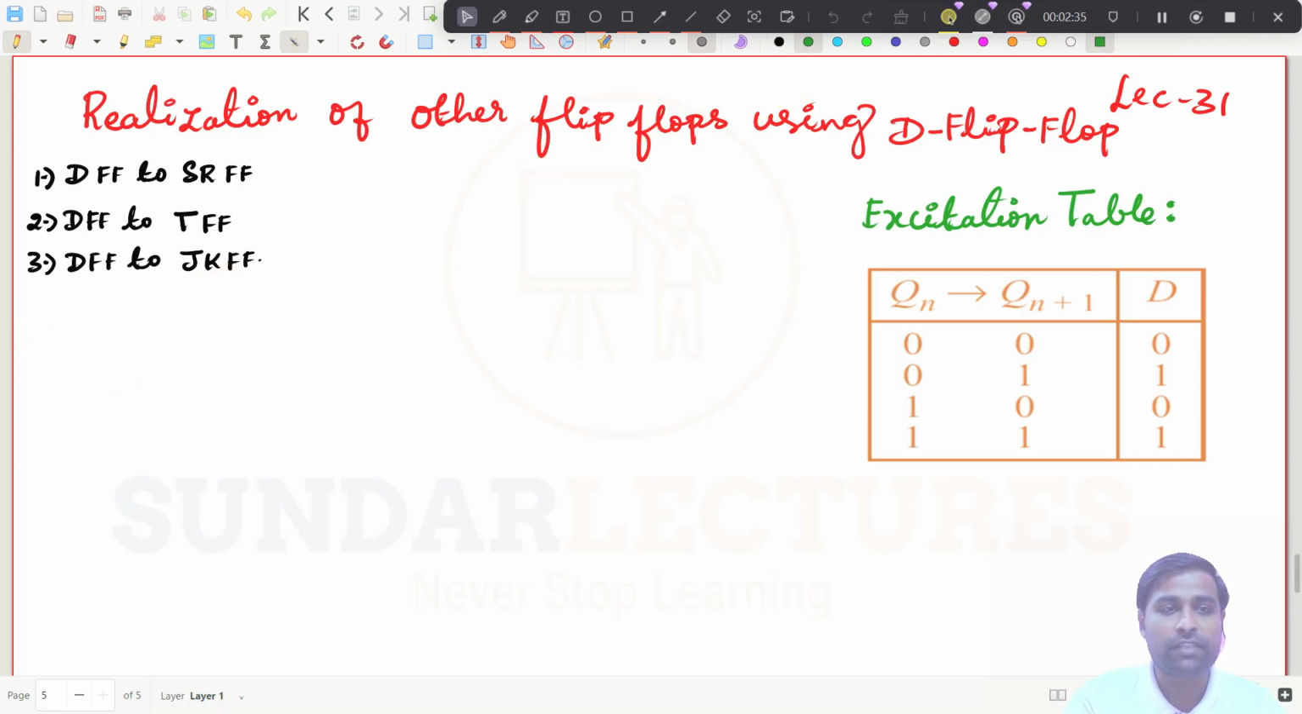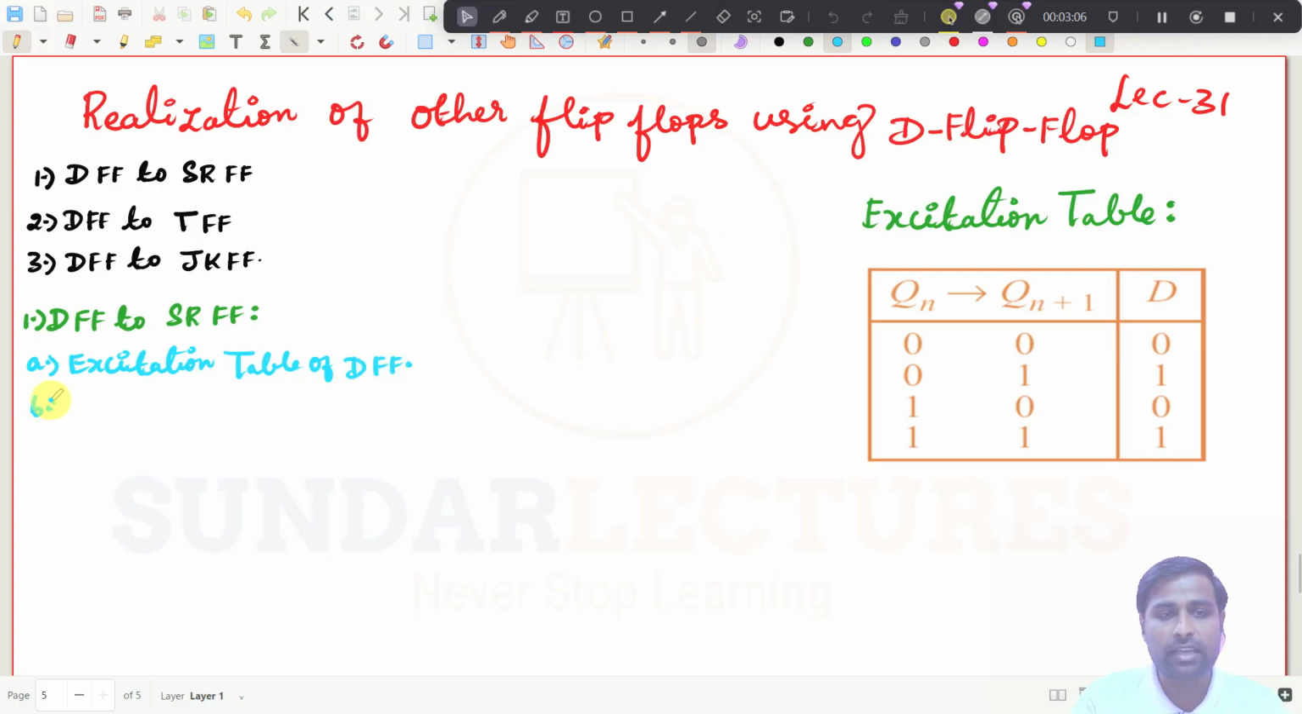The first one we will take is D flip-flop to SR flip-flop. That is the conversion we are going to do now. For that we need the excitation table, that means the excitation table of the D flip-flop that we have with us now.